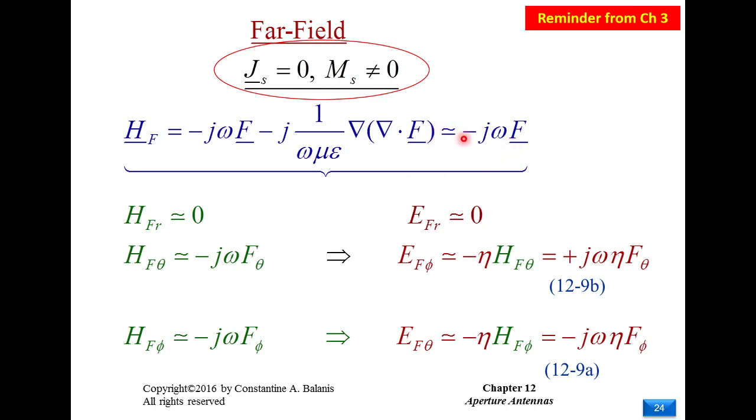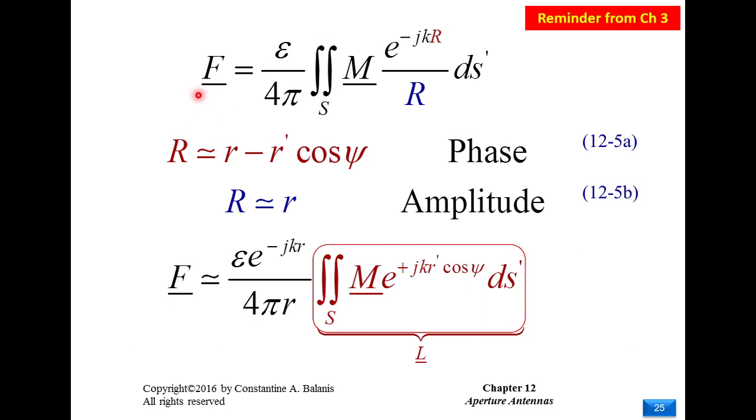This is the approximation for the far field. So H theta equals minus j omega F theta, and H phi equals minus j omega F phi. E phi and E theta have those expressions as we did before. So if we have an imaginary, or equivalent, magnetic current, not a physical one, we can find F. We use the same approximation for phase and amplitude, and we can find the expression for F.